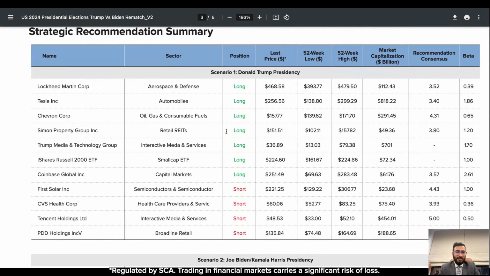during Donald Trump's presidency, the sectors which we are looking at are aerospace and defense, automobiles, oil, gas, retail REITs, small cap funds, capital markets, semiconductors, healthcare, broadline retail, and interactive media. These sectors we are expecting to go down if Trump becomes the president. But the ones which are expected to go higher are companies like Tesla and Chevron and aerospace and defense companies.